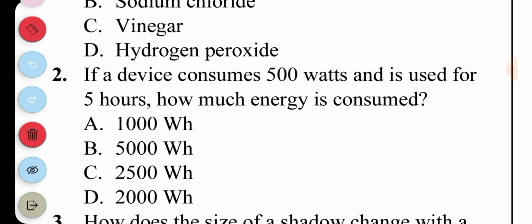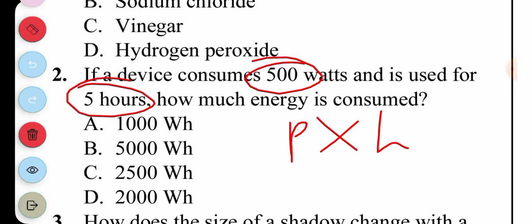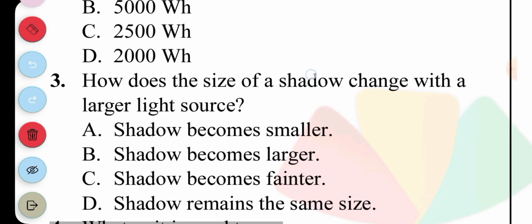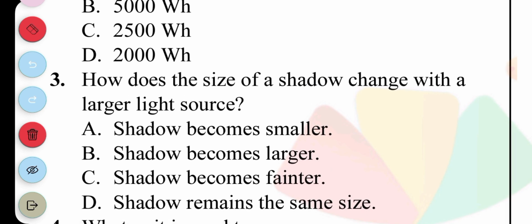Question 2: if a device consumes 500 watts and is used for 5 hours, how much energy is consumed? To calculate the energy consumed, it's the power multiplied by the time in hours. So 500 multiplied by 5, we are going to have 2500 watt hours.